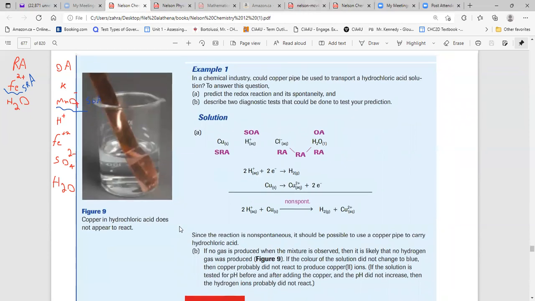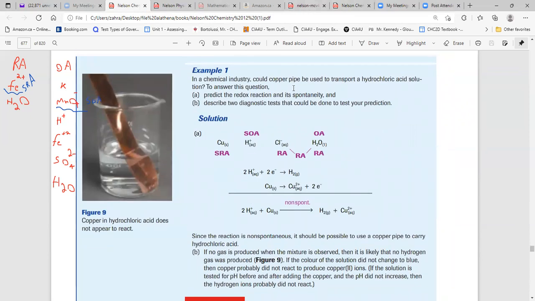Okay, here is another example. In a chemical industry, could a copper pipe be used to transport a hydrochloric acid solution? So here, copper is Cu. Hydrochloric acid solution is HCl. We have H positive and Cl. Also, this is an aqueous solution. We have H2O.